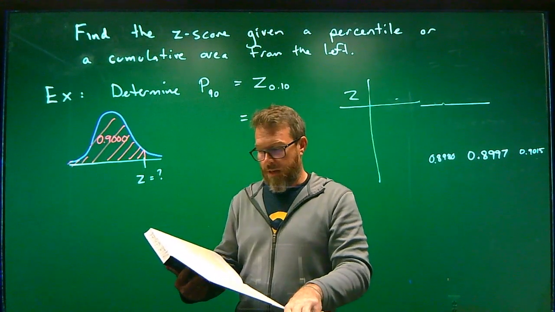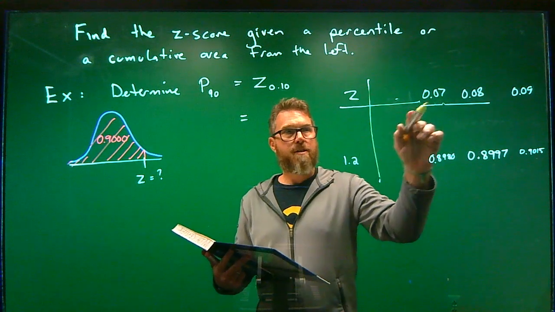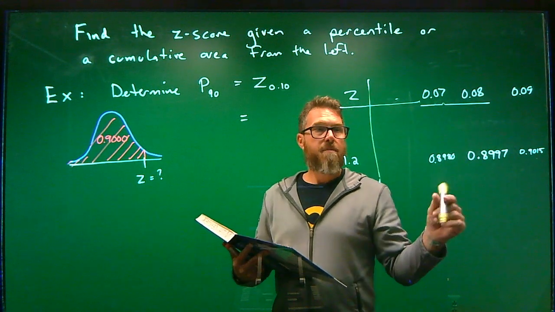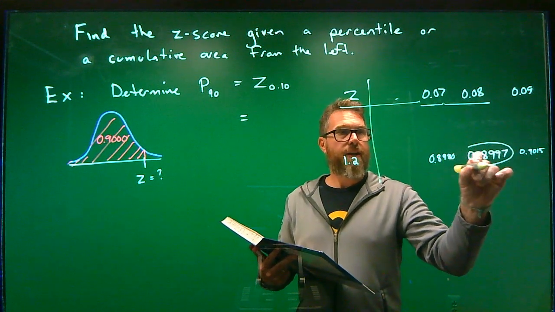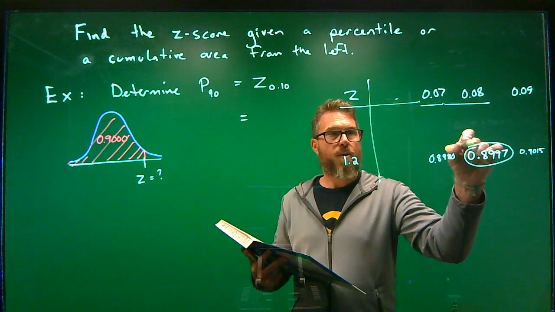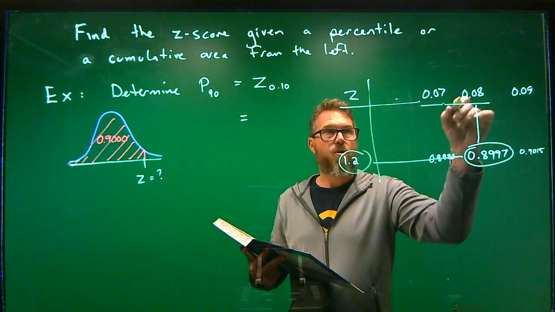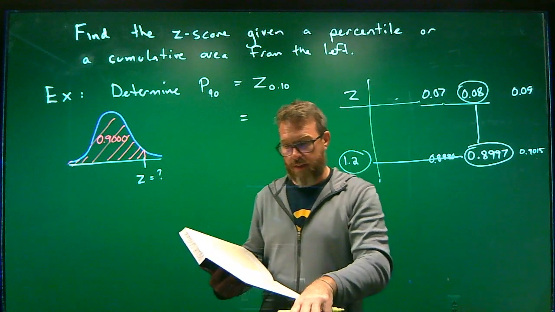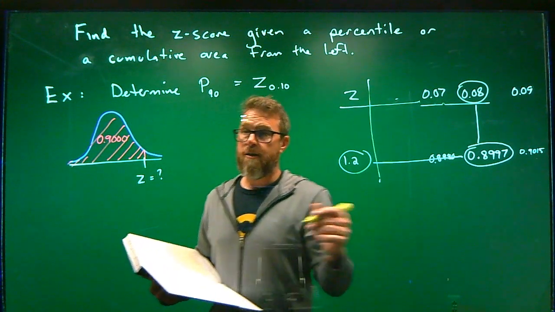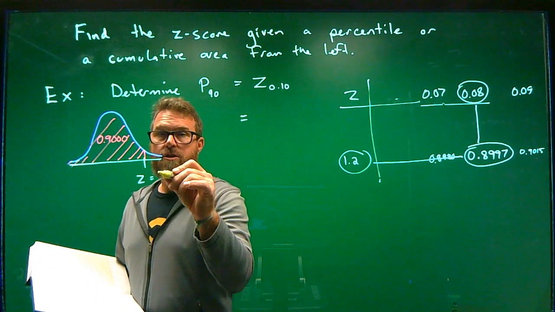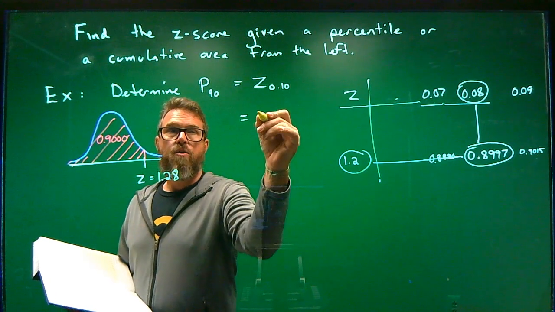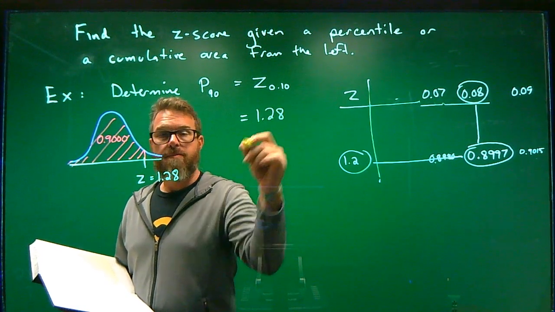But when you drop this down, you can see that my target area is going to be this 0.8997, and when you take this over to that particular z-score, you can see that the z-score is going to be equal to 1.28. All right, so that's what this is equal to. So this is a z-score of 1.28, which is the answer that we're looking for.